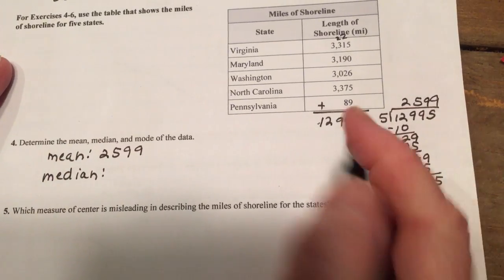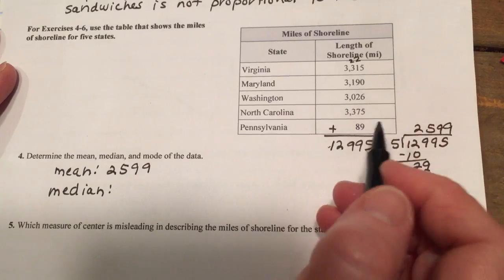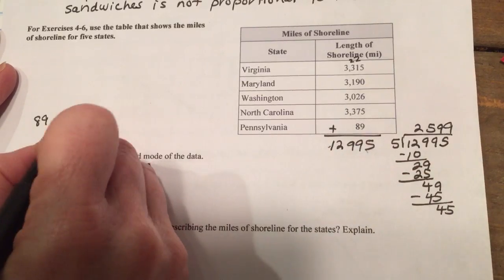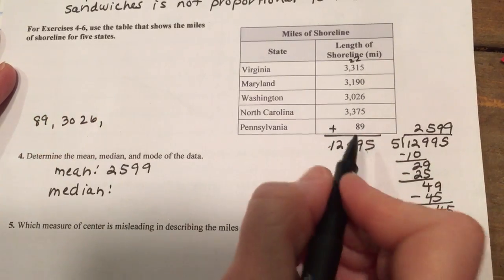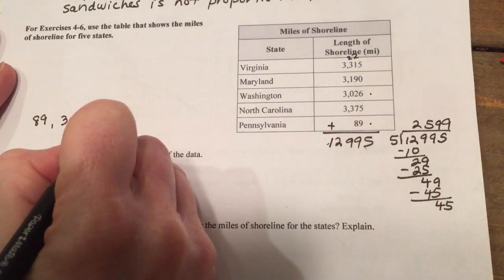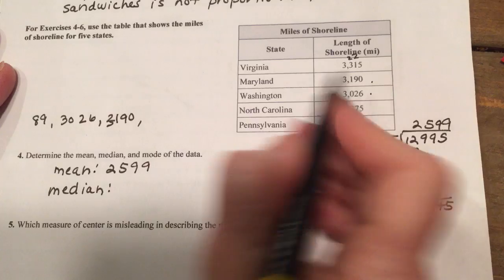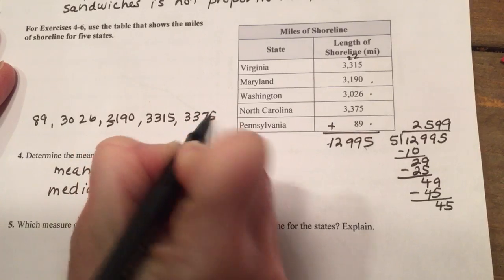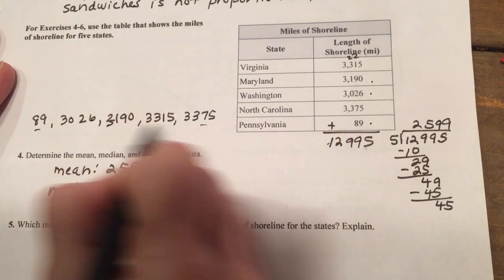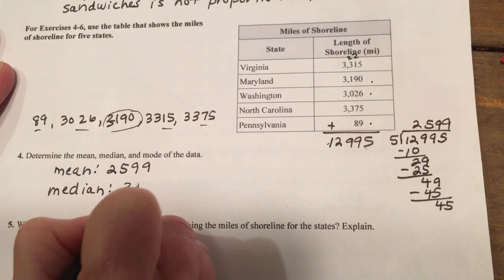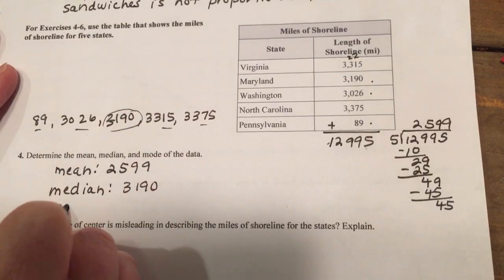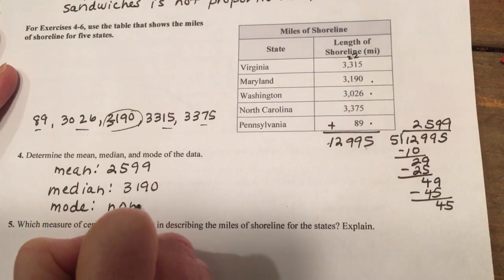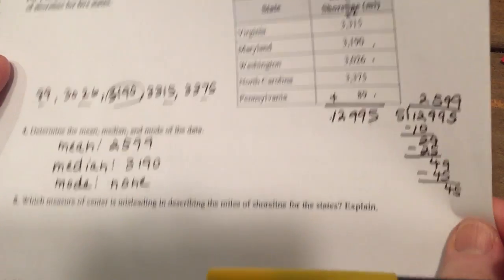My median, remember, is the middle number, but first they have to be in order, least to greatest, so I need to take care of that. And the smallest one is 89. And then I have, what's next? 3,026. And then 3,190. 3,015 and 3,375. All right, so if I find the middle one, the middle one's going to be 3,190, and then the mode would be the most common. If I look at the numbers, none of them repeat, so really there's no mode. Okay, so I've answered that question.